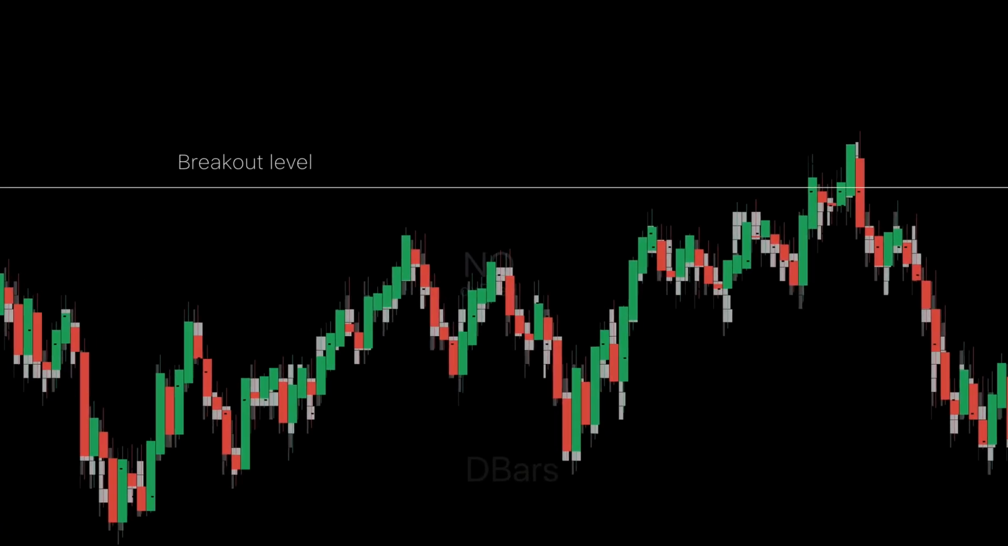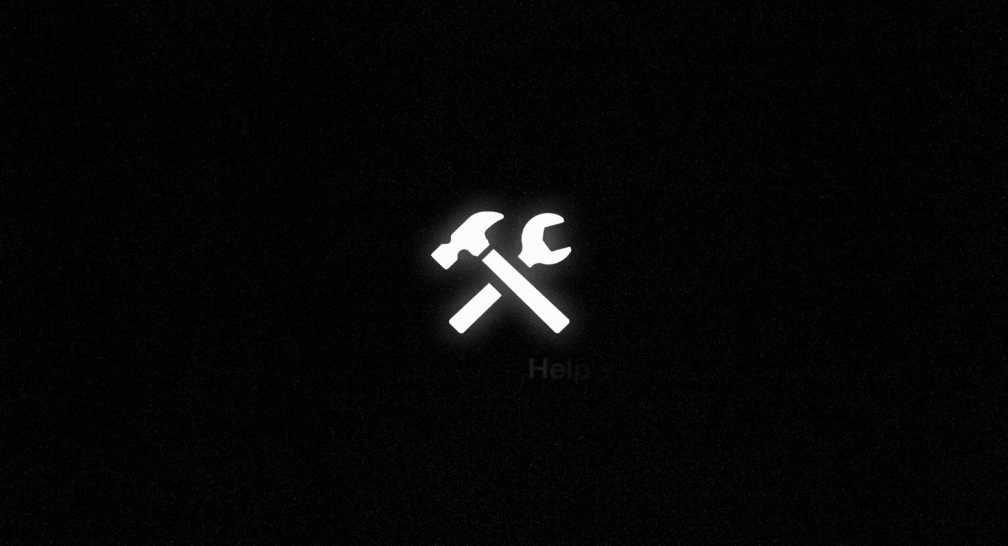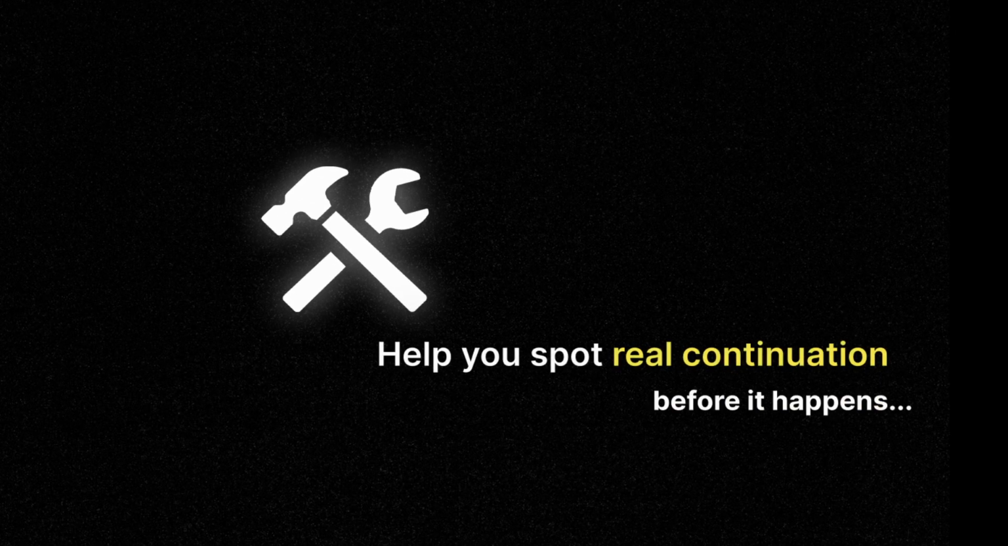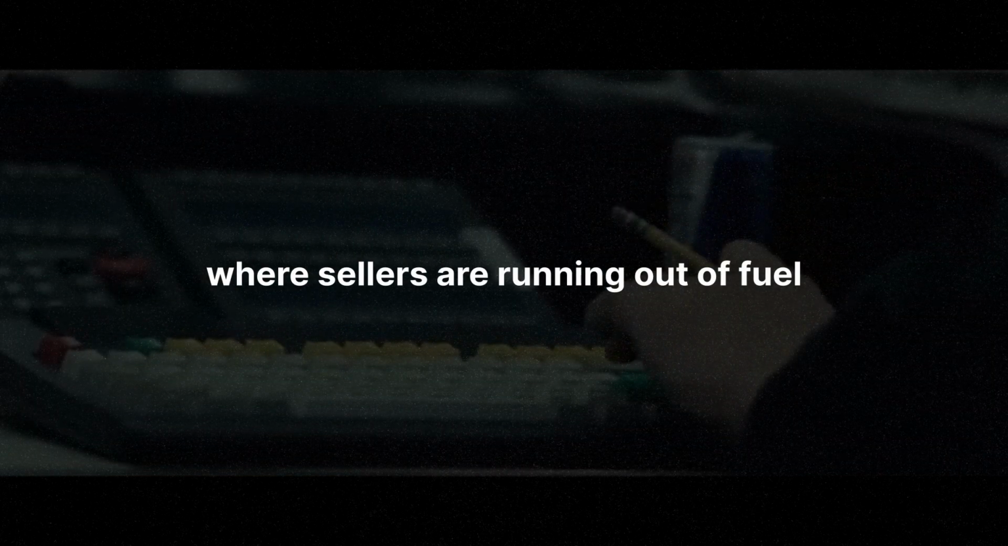What if I told you there's a way to detect when a breakout is more likely to fail? Or better yet, what if there was a tool that could help you spot real continuation before it even happens? What if I told you you could see where buyers are getting absorbed, where sellers are running out of fuel, and where the market is literally showing its hand?